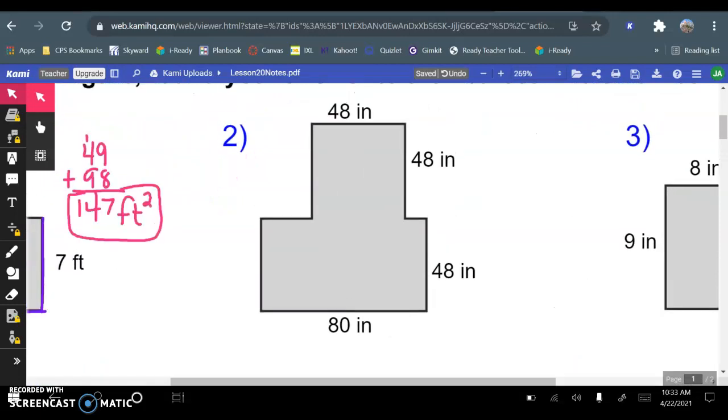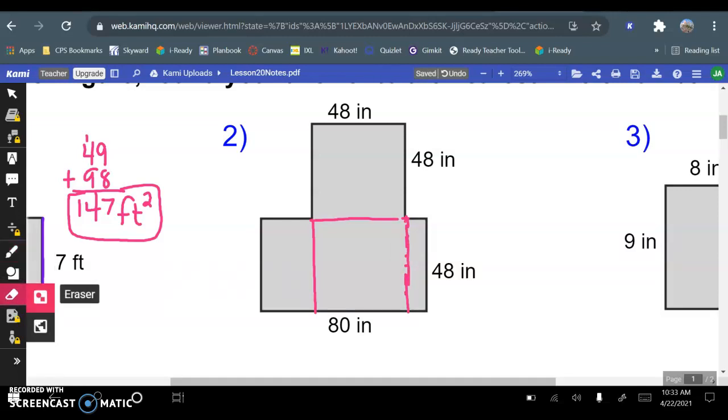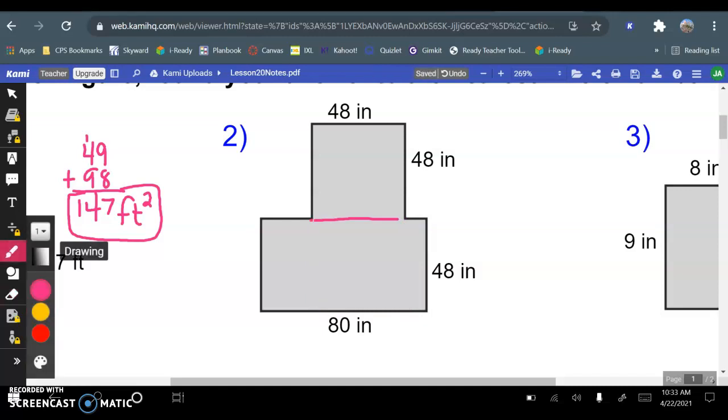For number 2, we can cut right here and have 2 rectangles, or we could have cut here and here, but that's going to make it more difficult because that's going to make more pieces, and we don't want to have more pieces if we don't have to. So I'm just going to leave it cut there.